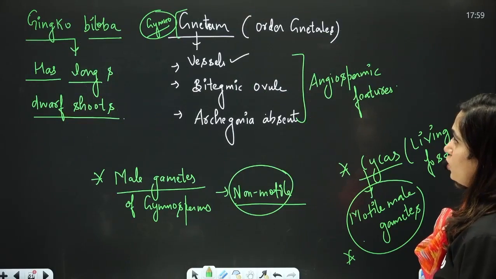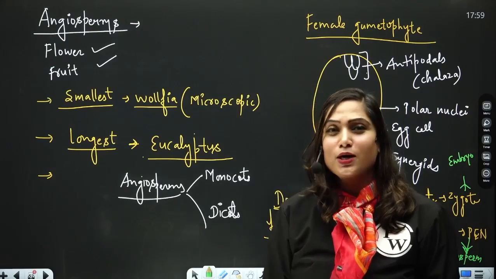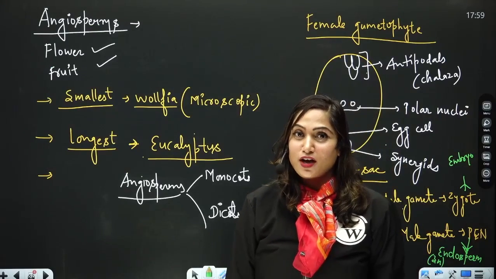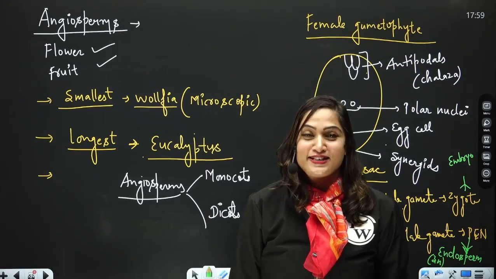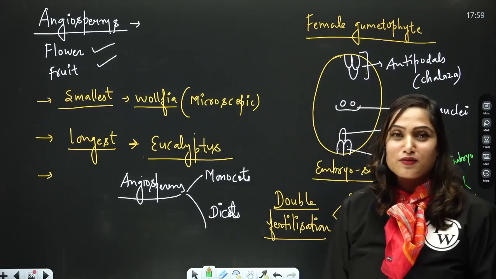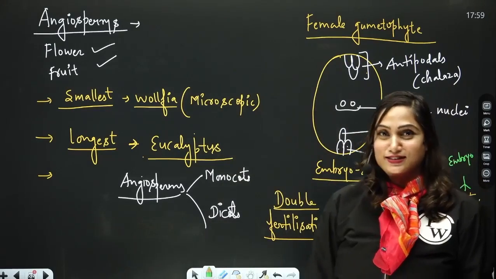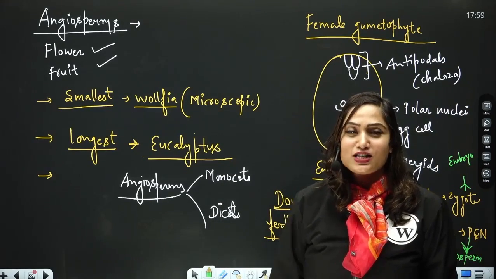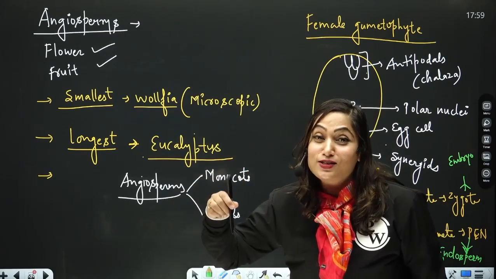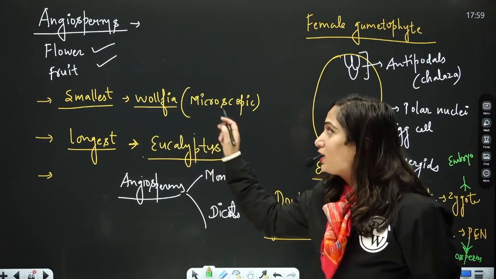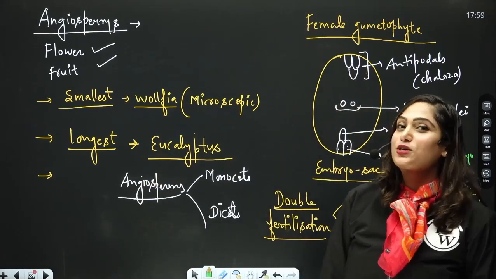Now comes angiosperms, the most advanced plants of the whole plant kingdom. In the whole plant kingdom, fruit and flower is only present in angiosperms, nowhere else. Right? Angiosperms, as you know, are of two types, monocots and dicots. And the smallest angiosperm is Wolffia. It just appears as green dots on the water. Green dots. So imagine it is a microscopic angiosperm. And the largest or longest angiosperm is the eucalyptus.